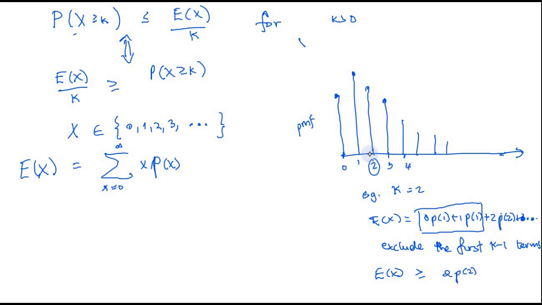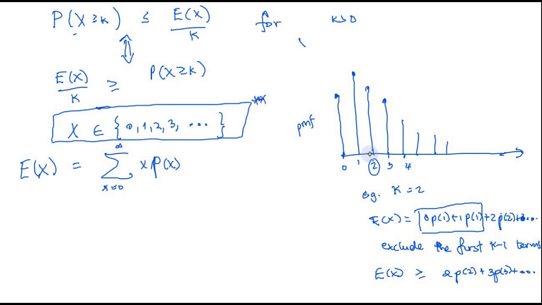So therefore I can say the expected value of X is greater than or equal to 2 times the probability of 2, plus 3 times the probability of 3, plus 4 times the probability of 4, plus and so on. I can only say that because X is non-negative. If X were to take negative values somewhere in this summation, then it is not true that the expected value of X is greater than or equal to 2 times the probability of 2 plus 3 times the probability of 3, and so on. That's an important distinction.